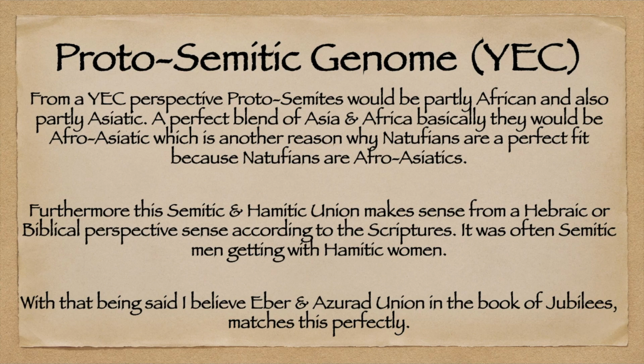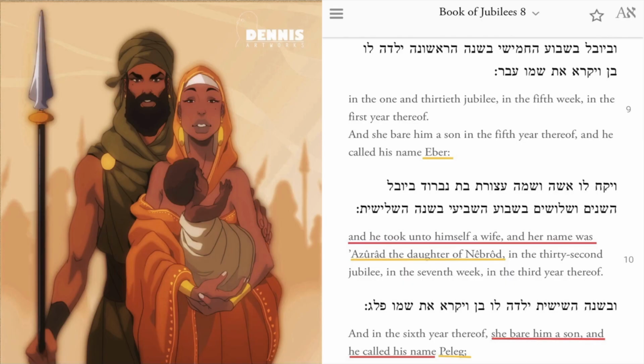Furthermore, this Semitic and Hamitic union makes sense from a Hebraic or biblical perspective, since according to the scriptures, it was often Semitic men getting with Hamitic women. With that being said, I believe Eber and Azurad's union, mentioned in the Book of Jubilees, matches this perfectly.